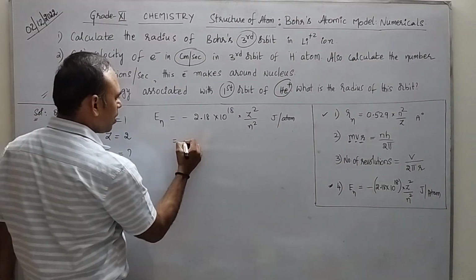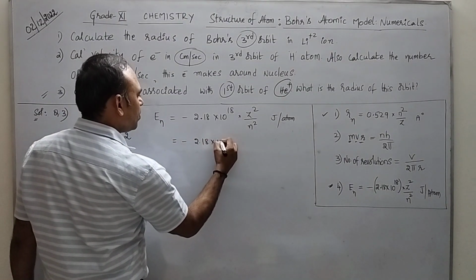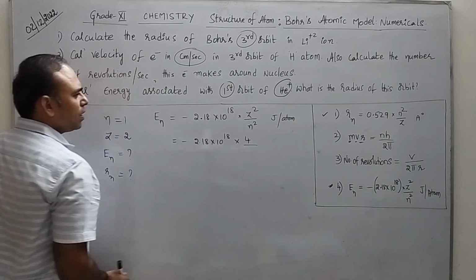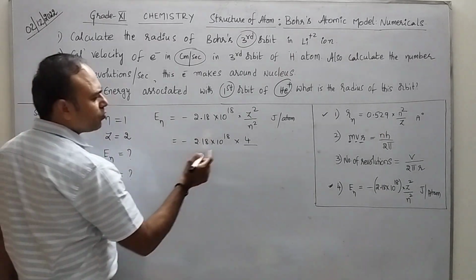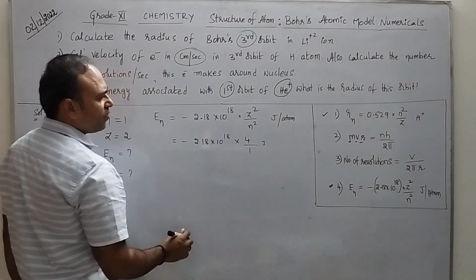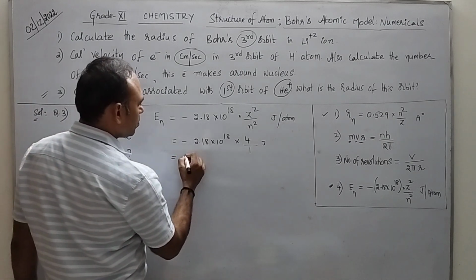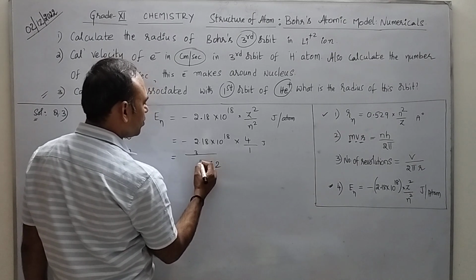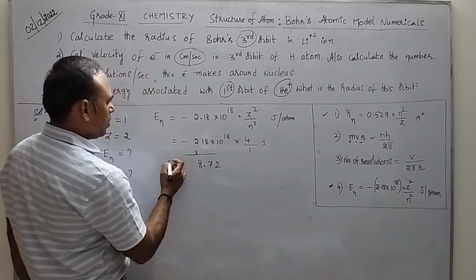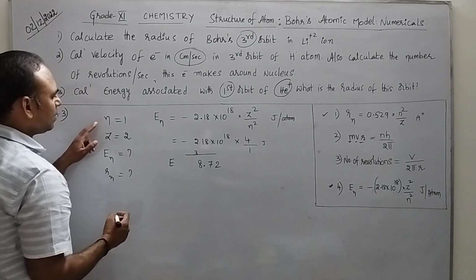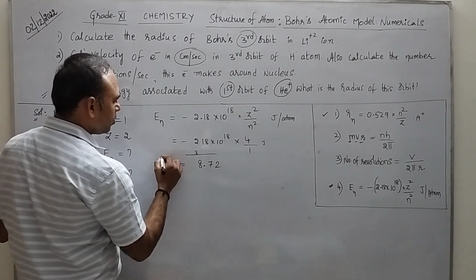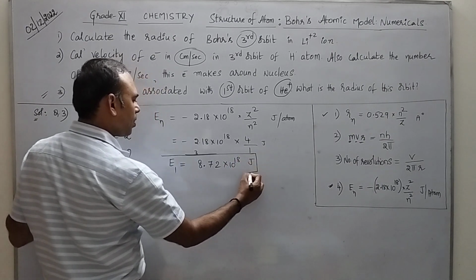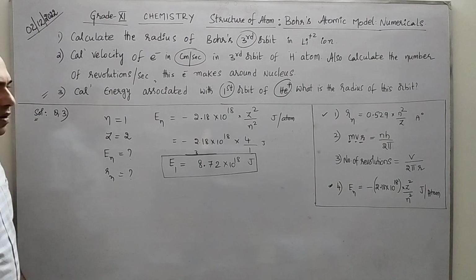So in this condition, minus 2.18 into 10 to the power of 18 into Z is 2, so 2 square is 4, divided by n, 1 square is 1. Fine. Now into 4, 8 4 is 32, 4 1 is 4, 7 and 4 2 is 8. So we get the energy present in the first orbit, E1 is equal to 8.72 into 10 to the power of 18 joule. Hope you got the same answer.